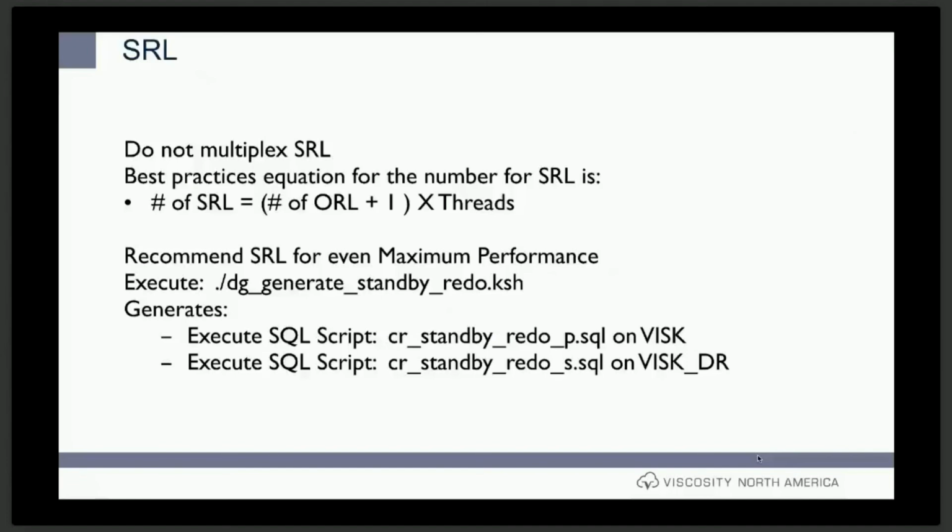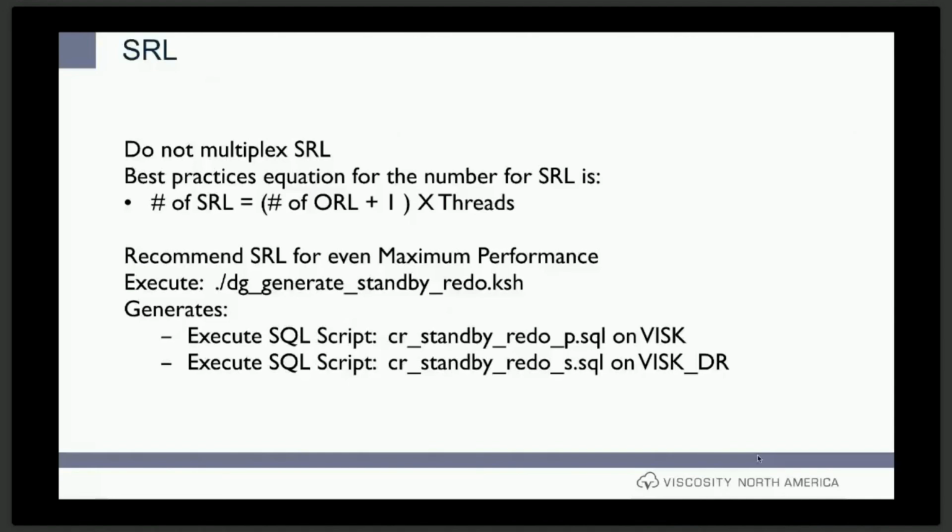All right, so let's talk about standby redo logs. There's a general formula that we use: the number of standby redo logs should be the number of my online redo logs plus 1, times my number of threads. So let's say that I have 5 redo logs, or ORLs, online redo logs, and I'm running a 2-node RAC. So 5 plus 1 is 6, and so on a 2-node RAC, I need to have 12 standby redo logs.